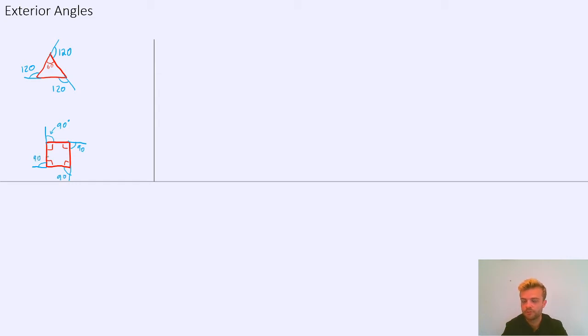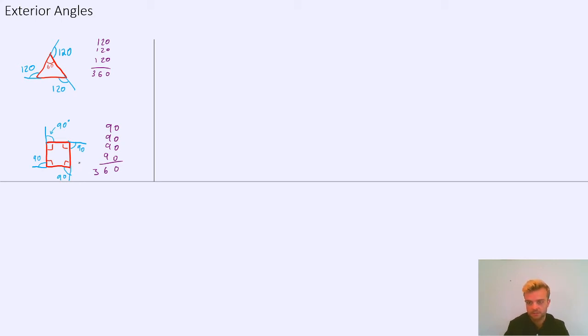Now, I just want to point out something. If I were to add all these three angles together, if I was to do 120 plus 120 plus 120, I'm going to get 360. And if I do it for the square, if I add up 4 lots of 90 degrees, then I'm going to get 360 again. And in fact, for any shape, the exterior angles all add up to 360 degrees.